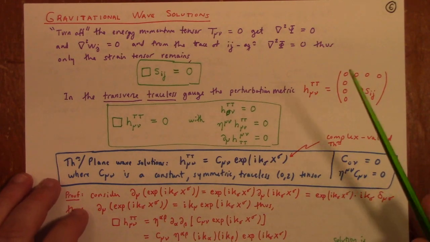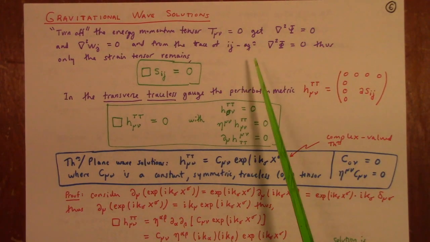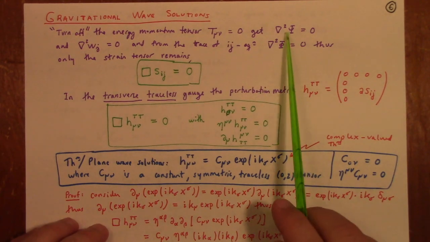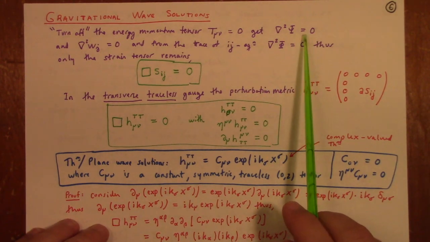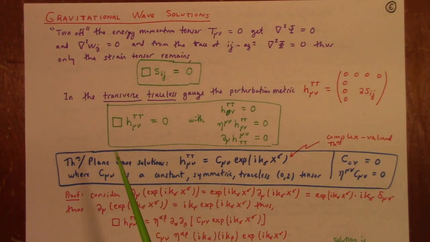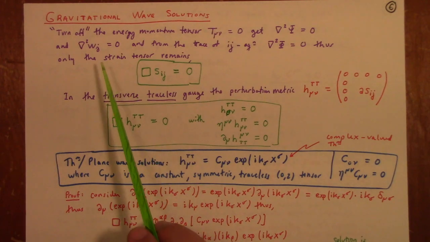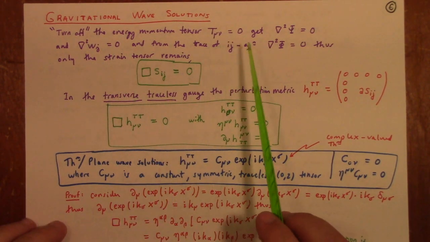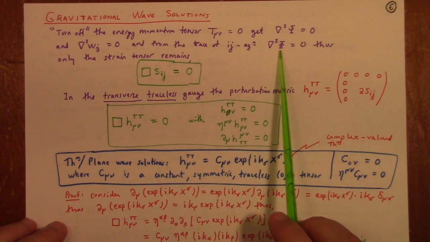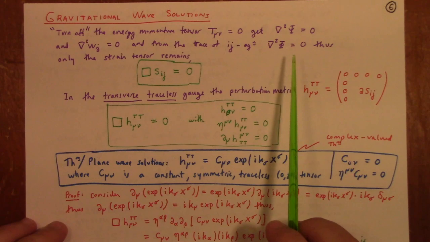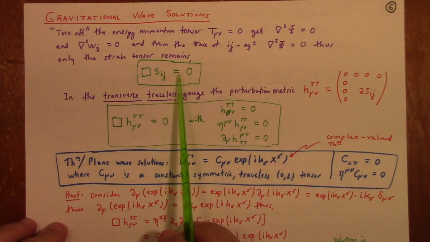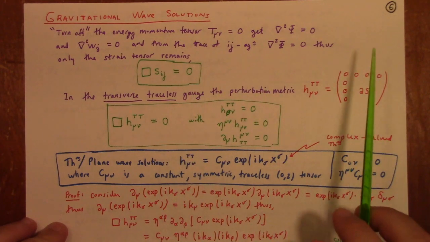So if we turn off the energy momentum tensor, then what equations do we have? Well, we have the Laplacian of psi is 0, the Laplacian of the vector is 0, and from the trace of the ij equation we have that the Laplacian of phi is 0, so only the strain tensor remains. The D'Alembertian of the strain tensor is equal to 0.